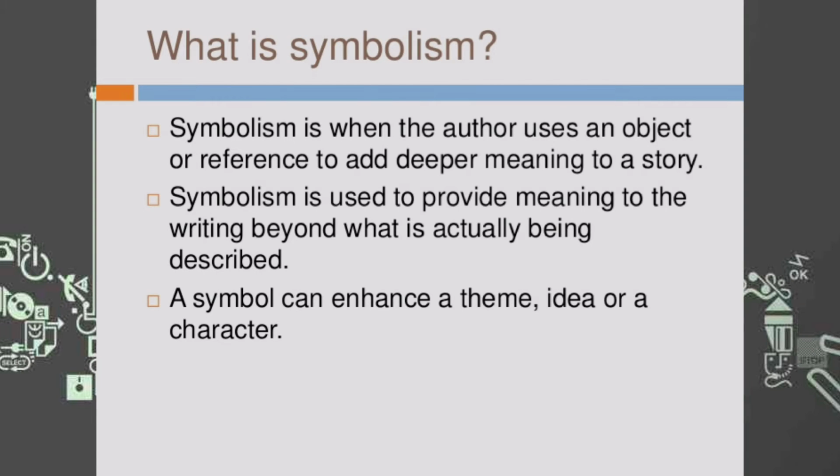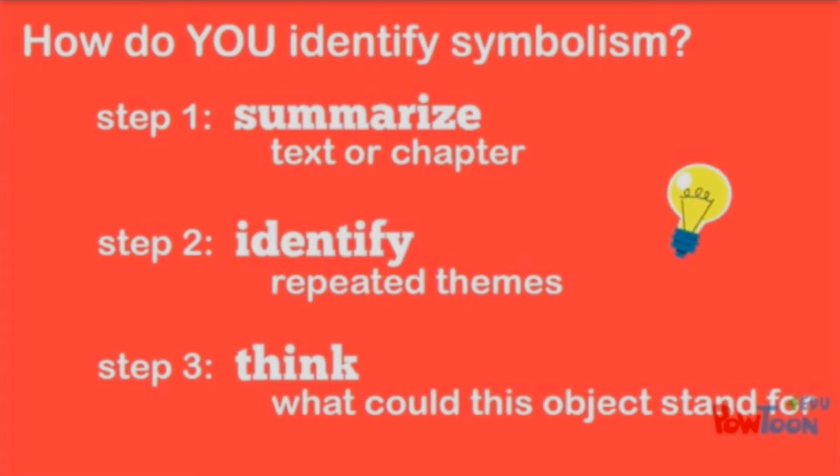Symbolism is when the author uses an object or reference to add deeper meaning to a story. It's used to provide meaning to the writing beyond what is actually being described. A symbol can enhance a theme, idea, or character. How do you identify symbolism? Step 1. Summarize text or chapter. Step 2. Identify repeated themes. Step 3. Think, what could this object stand for?